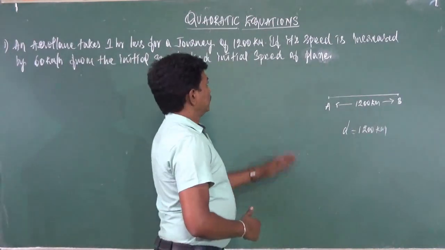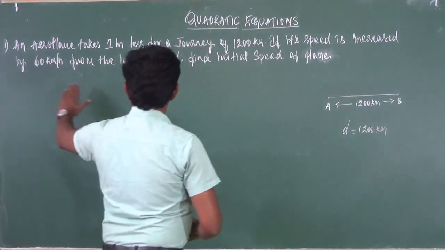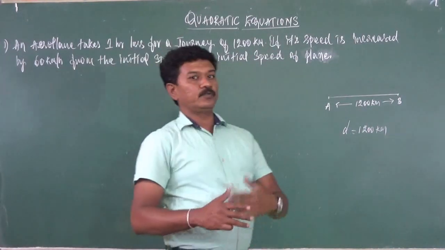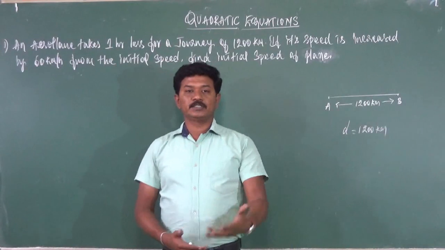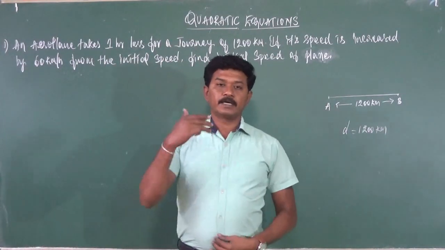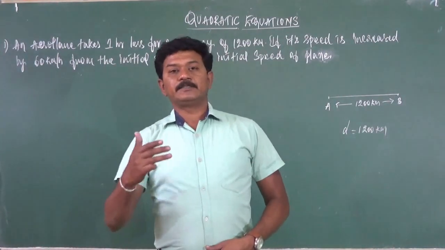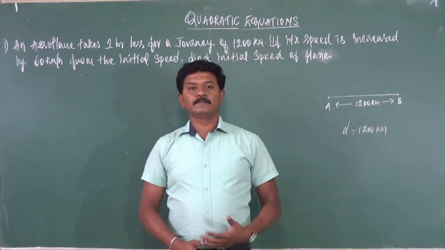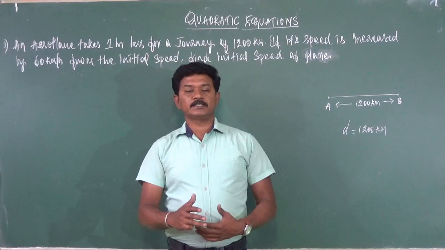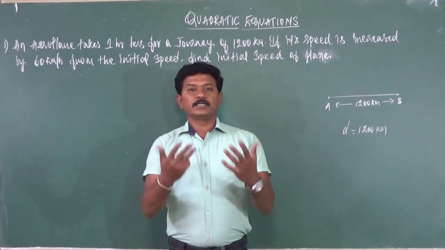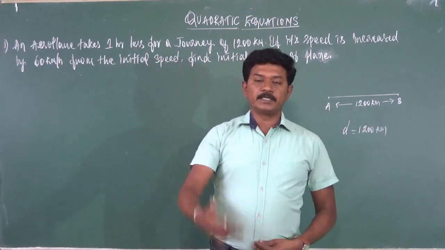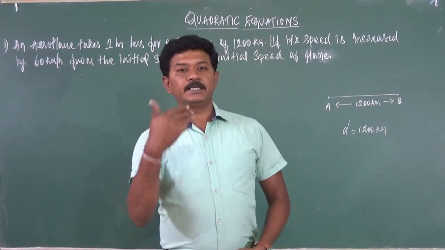If its speed is increased by 60 km per hour from the initial speed. So the aeroplane was going at some initial speed every day, but on a particular day its speed is increased by 60 km per hour. For example, let us imagine the aeroplane was traveling at a speed of some 400 km per hour every day. But on a particular day its speed is increased by 60.